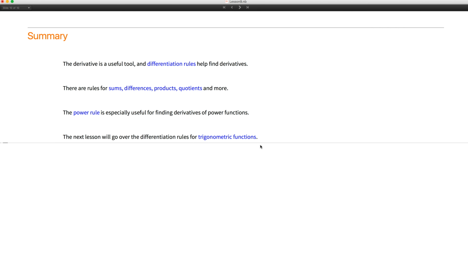So I stop over here. I hope you found this lesson really useful. This is where calculus really begins, where it becomes a very algebraic kind of process and becomes easy to apply in practice.